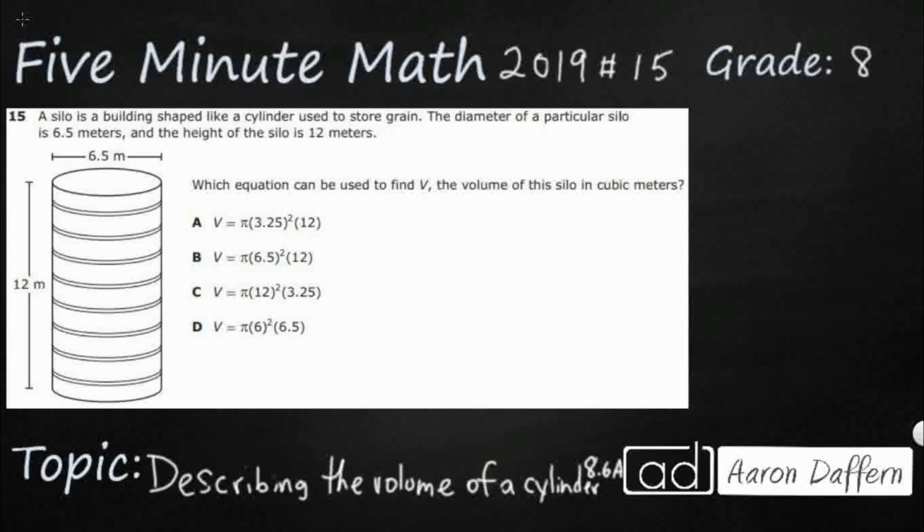So we have a silo. It's shaped like a cylinder used to store grain, and the diameter of the particular silo is 6.5 meters right here. Remember, the diameter goes side to side across a circle, and it always goes through the center. And then the height is 12 meters. So we're looking for the volume, but we don't necessarily want the actual volume. We're looking for the equation that can be used to find the volume.